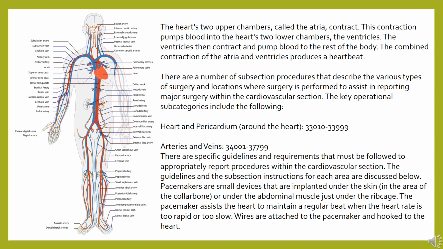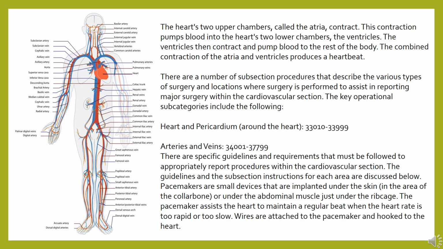The heart's two upper chambers, called the atria, contract. This contraction pumps blood into the heart's two lower chambers, the ventricles. The ventricles then contract and pump blood to the rest of the body. The combined contraction of the atria and ventricles produces a heartbeat. There are a number of subsection procedures that describe the various types of surgery and locations where surgery is performed to assist in reporting major surgery within the cardiovascular section.